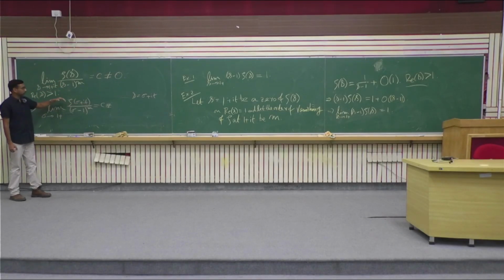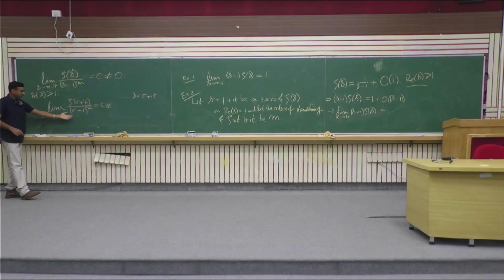Here t is fixed because it is having a zero at 1 plus it. So once t is fixed, you can just move your s, that is, only change the real part of the argument, but not the imaginary part. That will give you just this one. It is basically the same limit, but now you are fixing a line on which you are approaching the zero.